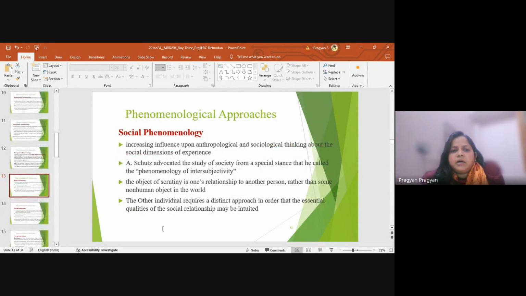Now, the more general kind of social phenomenology, because this is akin to our anthropological and sociological understanding, originated through Alfred Schutz. Alfred Schutz was also under the tremendous influence of Edmund Husserl, but Husserl's approach was purely philosophical, while Alfred Schutz advocated the study of society.